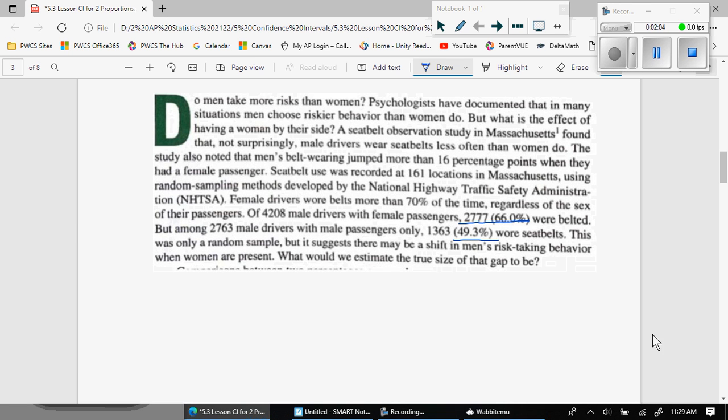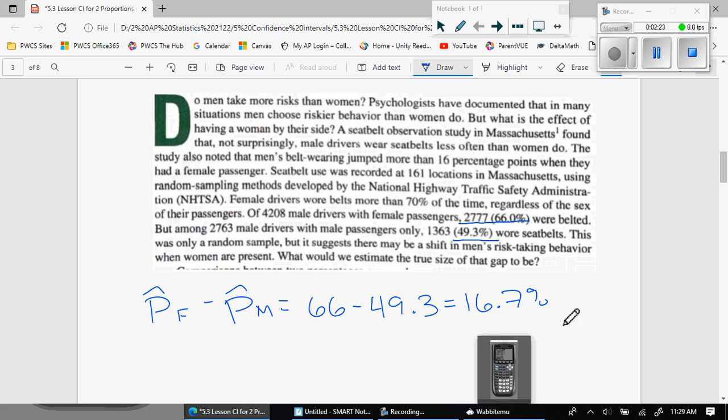In fact, I'll do that. So I'm going to say p hat for a female passenger minus p hat for a male passenger is 66 minus 49.3, and that is 16.7%. So from our samples, there's a 16.7% difference. 16.7% more of the drivers with a female passenger wore their seatbelt than with a male passenger.